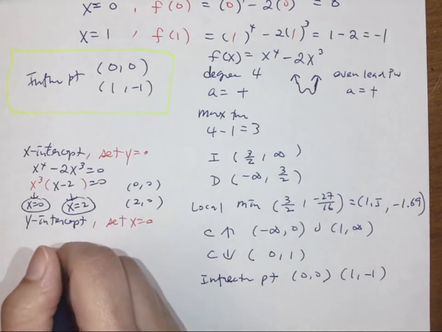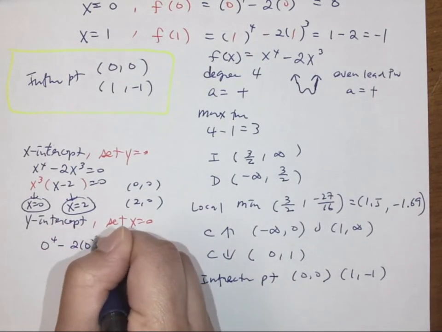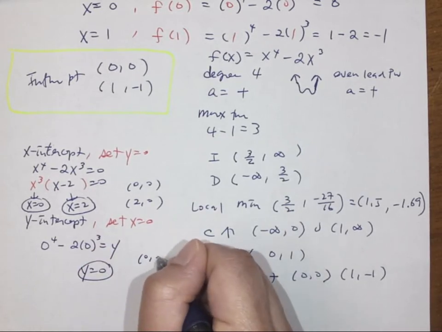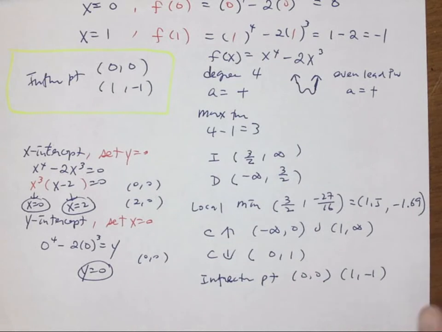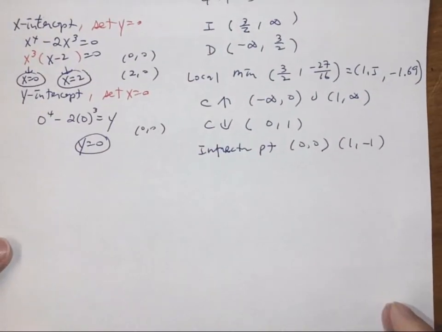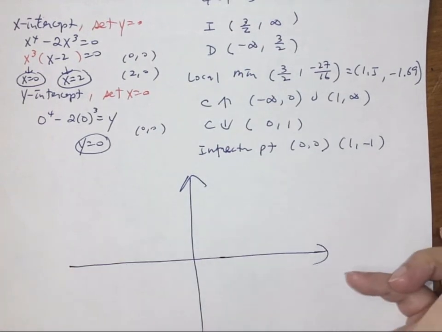Y-intercept, set x equal to 0. So 0 to the 4 minus 2 times 0 cubed equal to y. So y just equals 0. So 0, 0 again. So I got a lot of information. Let's try to graph it. And if you are familiar with a graphing calculator, you can also use that to help a little bit to double check your graph, because these are pretty complex.